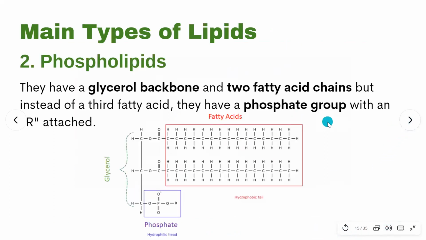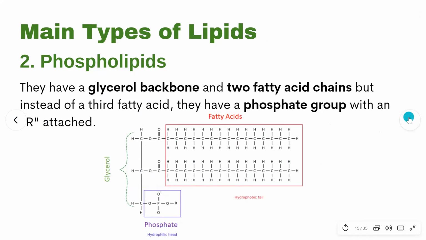Okay, so now let's proceed to the next type, which is the phospholipid. They have a glycerol backbone and two fatty acid chains, but instead of a third fatty acid, they have a phosphate group attached. So this is a cousin of triglyceride because, as you can see here, you have two fatty acids. For triglyceride, we have three fatty acids. So here, one fatty acid was replaced by a phosphate, right? So giving us two fatty acids, the glycerol backbone, and a phosphate group.